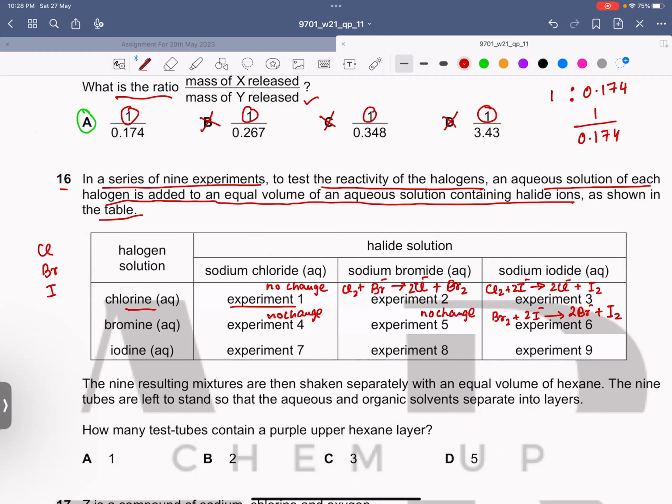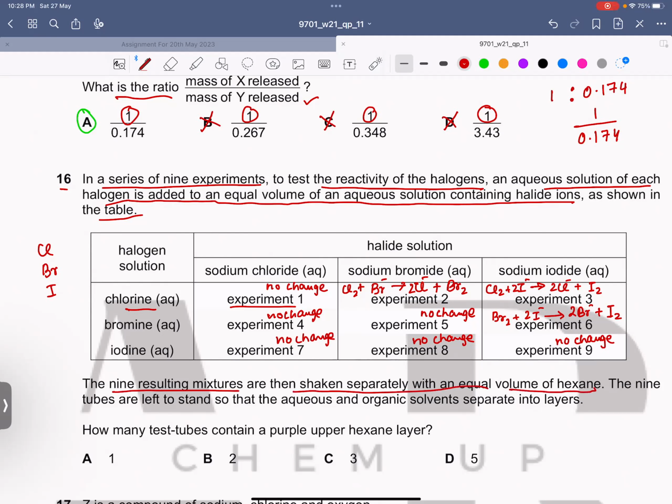Okay. Initially, they have given you the information that we are performing these 9 experiments. So here, when I add iodine to chlorine, there is no change. On adding iodine to bromine, again, there is no change. No reaction would occur. In the same way, when adding iodine to sodium iodide, again, no change, because both iodine and iodide are of the same element, right?